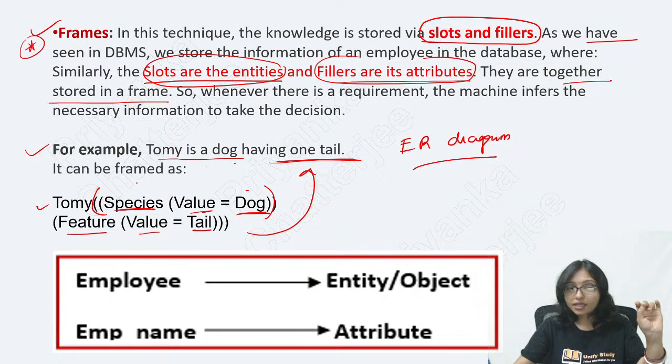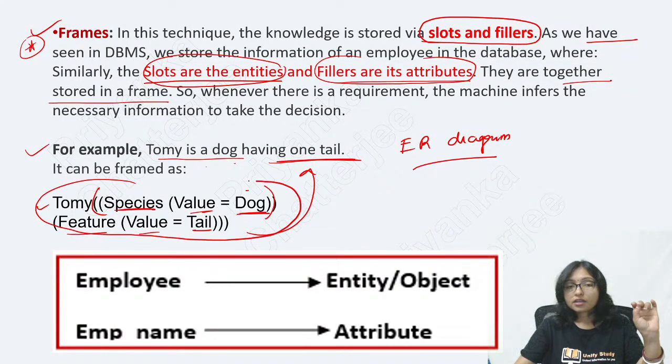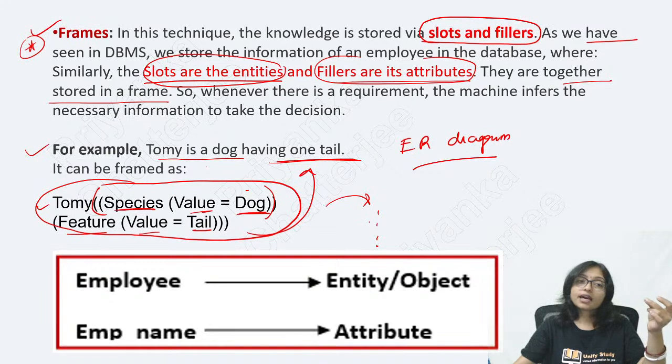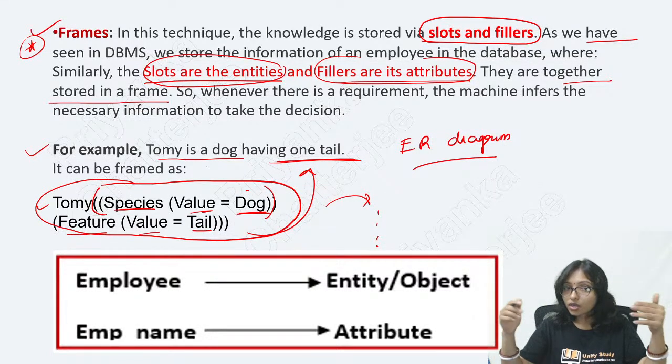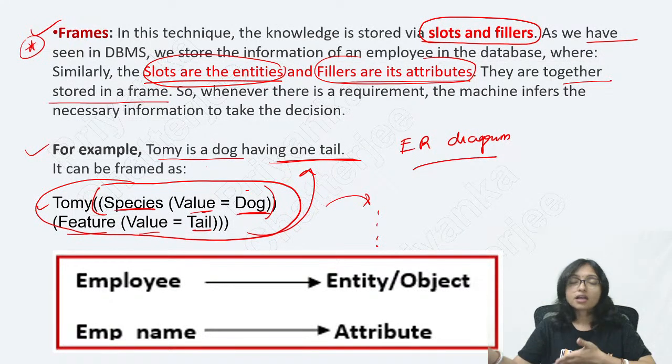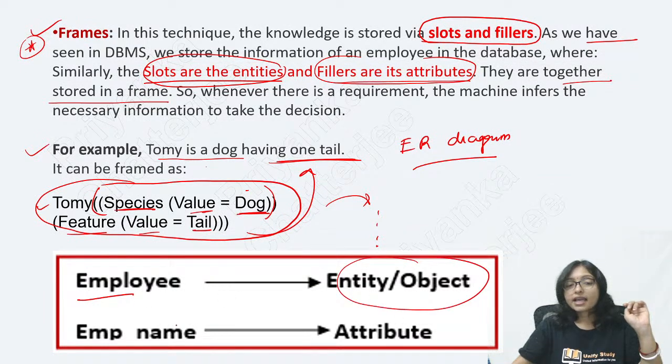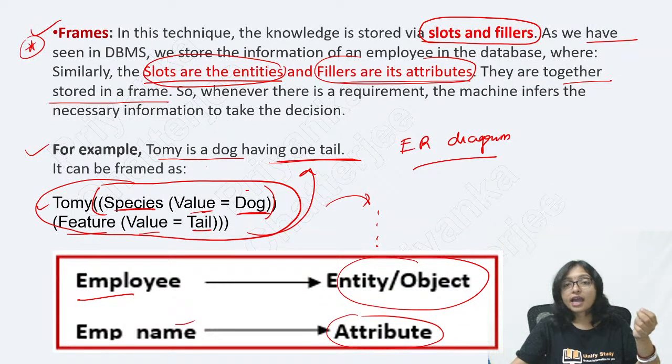How do the questions come? They can provide you this one, then they will ask you 4 options: what will be the correct answer, from this frame, from this representation, what knowledge you are getting. So this is the way you can represent, and if the representation is given, then this is the way to get the statement. Is that clear? So employee is the entity or object, and employee name is the attribute. So slots are the entities and fillers are the attributes. Clear?